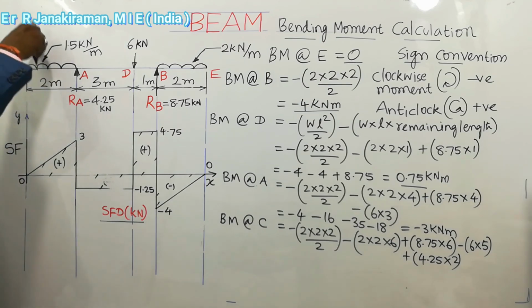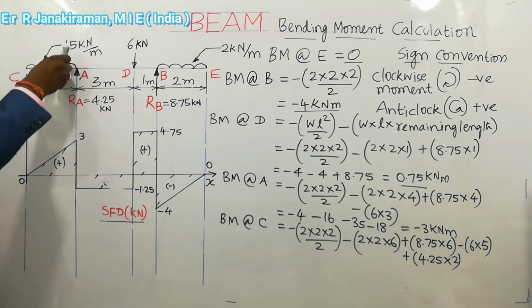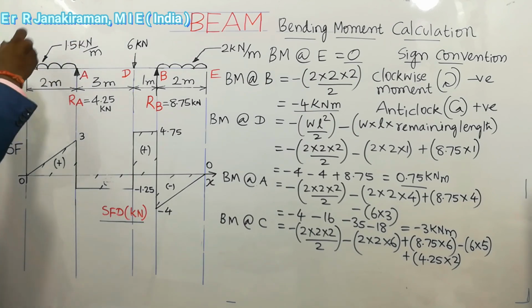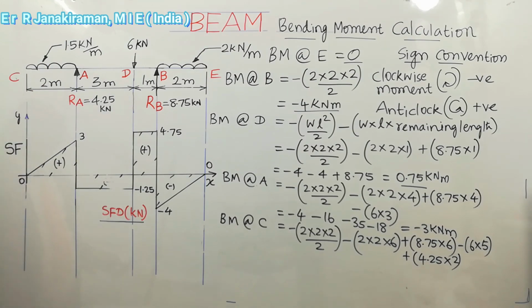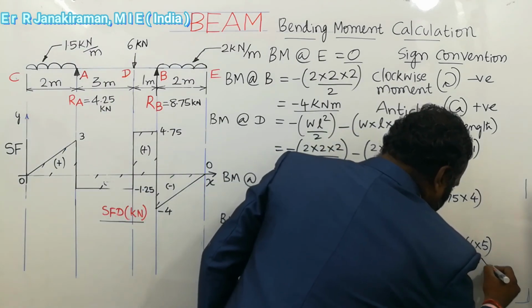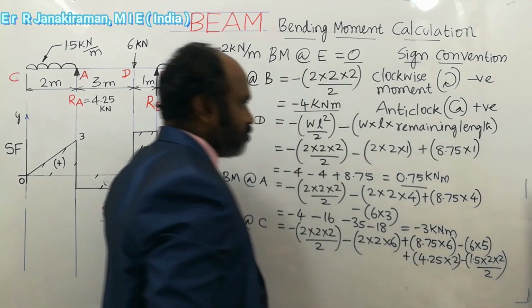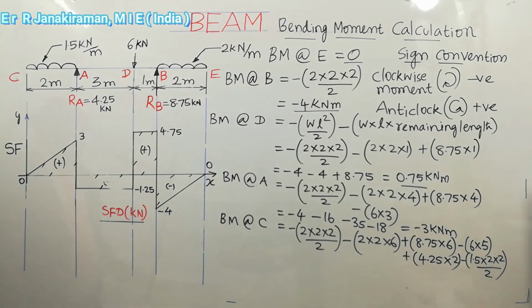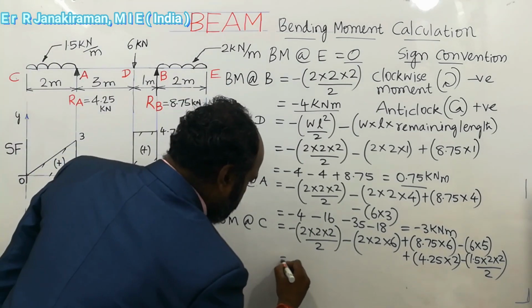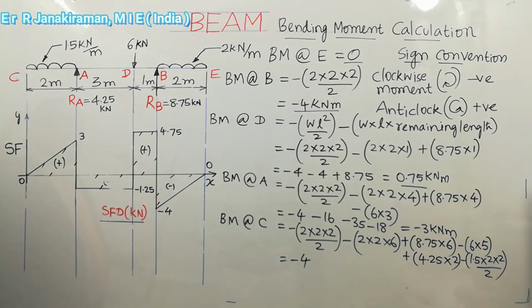Understand? So next load is the UDL load. It acts downward and turns like this up to C, it forms clockwise movement. So clockwise we put negative. So 1.5 W L square by 2, that is 1.5 into 2 into 2 by 2. So minus 1.5 into 2 into 2 by 2. Understand? So that is equal to minus 4.